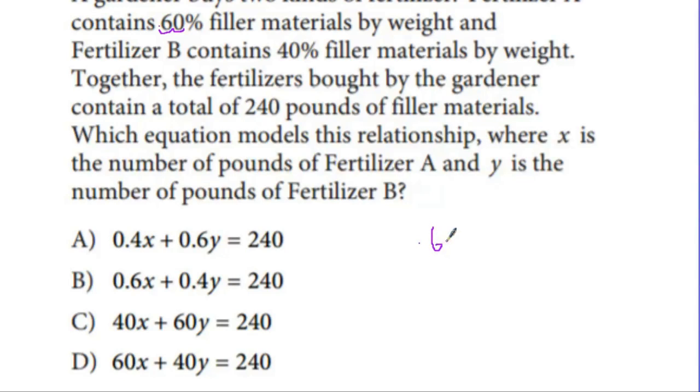So 0.6X is going to represent the total amount of filler material in the first fertilizer. And then I can do the same thing with Y, the number of pounds of fertilizer B.